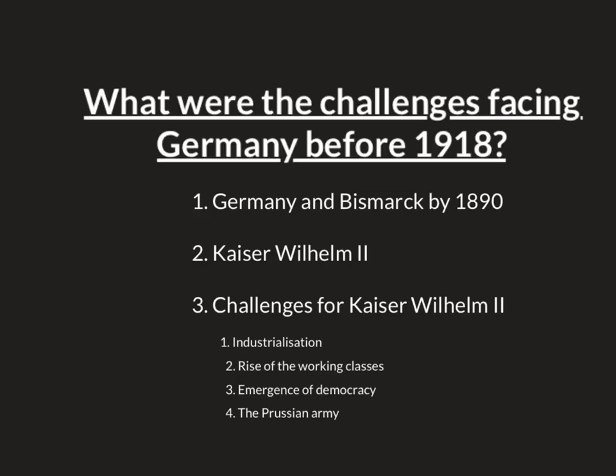We'll then finish by taking a look at some of the challenges facing Kaiser Wilhelm in the years after 1890, and in particular we'll focus on industrialization, the rise of the working classes, the emergence of democracy in Germany, and the role that the Prussian army would play in guiding policy in the country at that time.